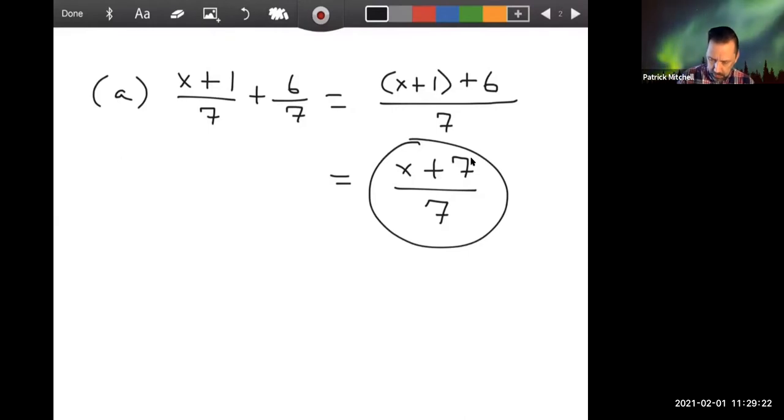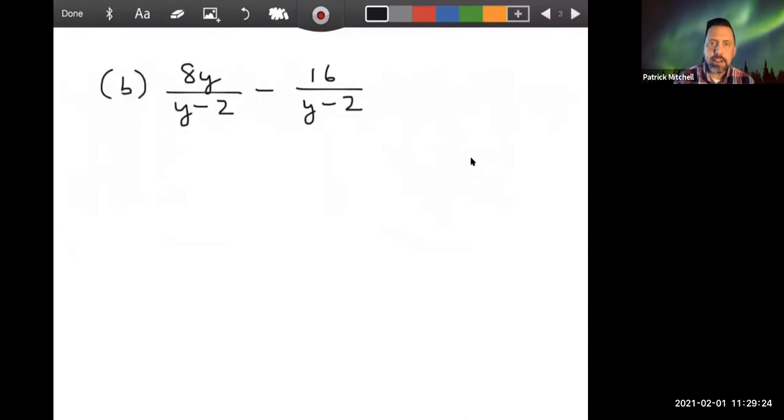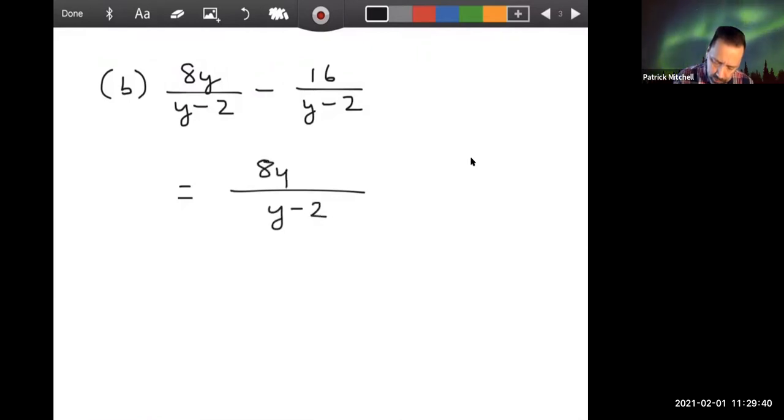All right, so next example, 8y over y minus 2, subtract 16 over y minus 2. So once again, keep that common denominator and this time subtract your numerators. Okay, and then always ask yourself, can you simplify your answer?